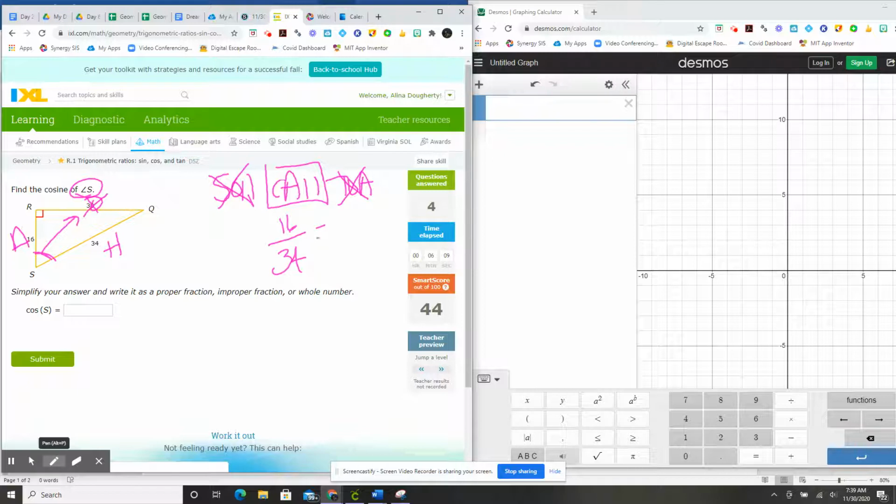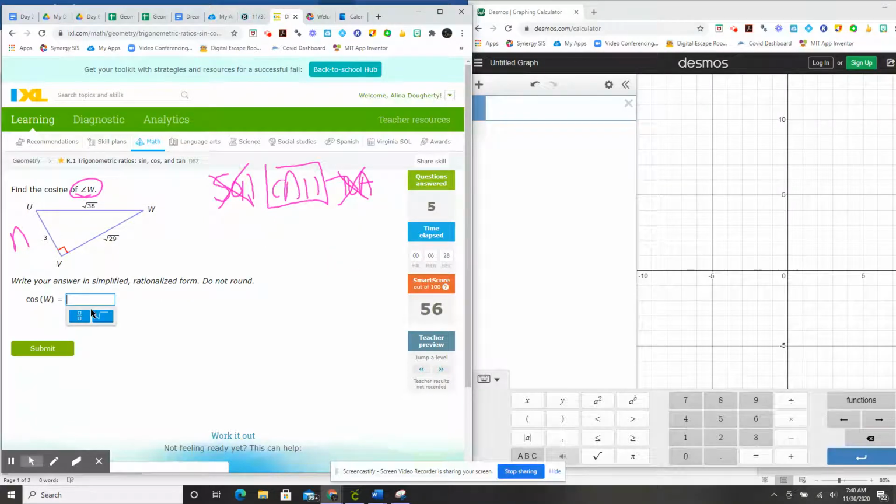Both of those numbers are even, so I know I can at least divide them by 2. 16 divided by 2 is 8, and 34 divided by 2 is 17. 17 is a prime number, so I think we are done at that point. 8 over 17.